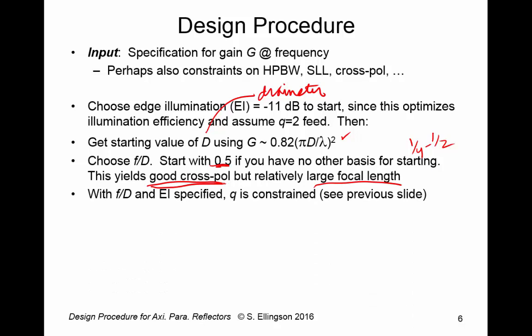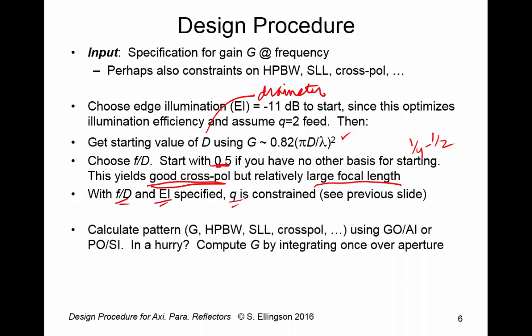Now, with those two things specified, f over d and edge illumination, then Q is constrained. We just saw that in the previous slide. Given these two things, you solve for Q, and now you've got the feed, because the feed is described by Q. So now you can calculate the pattern. That is, you can get the gain, the half-power beam width, the side lobe levels, the cross pole, all the things that you might also be concerned about. You can do this using geometrical optics aperture integration, or using physical optics surface integration. And we talked about both those in a previous lecture.